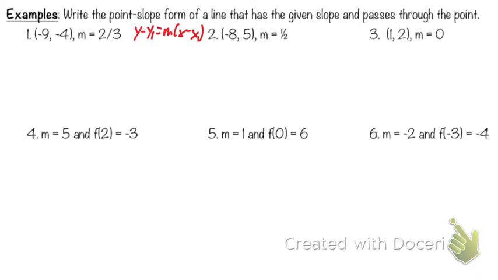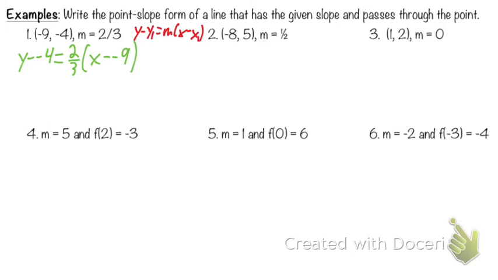So if I'm going to write this in point-slope form, the first y is staying y. Y minus the y value, y minus negative 4, is equal to m, 2 over 3, parentheses, x minus x1, whatever the x value is, negative 9. Any questions on how I plug those in there so far? Okay, Jaden? Does it make sense how we plug them in? Yes. Okay?